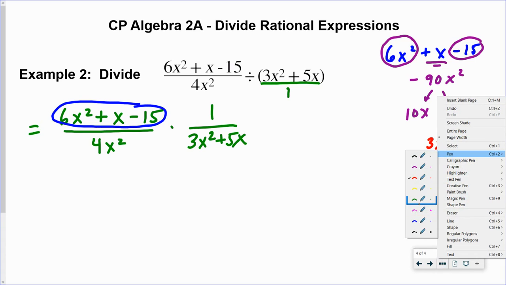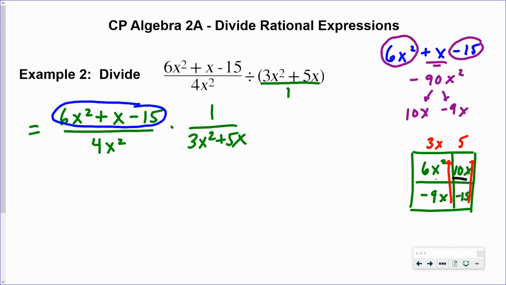Grab a different color real quick. This first row, 6x squared and 10x, the greatest common factor is 2x. And then the bottom row, negative 9x and negative 15, looks like the GCF would be negative 3. So I'm going back over here on the left-hand side, and I'm going to rewrite 6x squared plus x minus 15 in its factored form: 3x plus 5 times 2x minus 3.